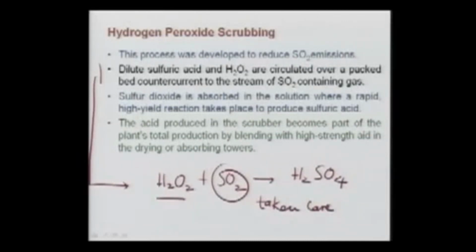Sulfuric acid is absorbed in the solution where a rapid, high-yield reaction takes place to produce the sulfuric acid. That is what the reaction is. The acid produced in the scrubber becomes part of the plant's total production. So, this is again part of the production. Let us not forget that the sulfuric acid is a product. It is not simply that we want to throw out the sulfuric acid.